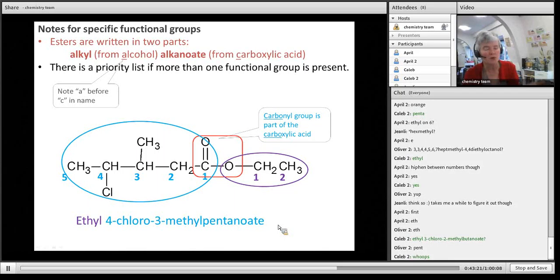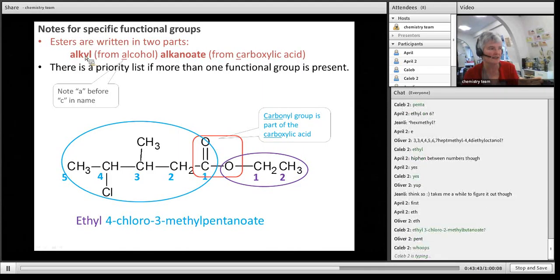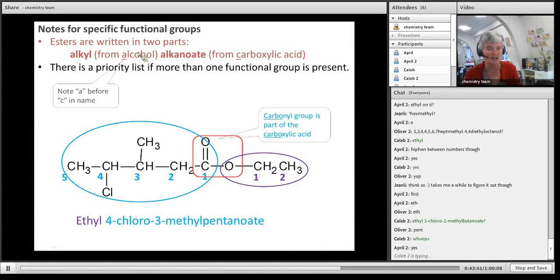So once you've practiced, it's actually very easy, but you've just got to have that practice. So it's probably blown your mind at the moment, and unfortunately I can't mess around too long because I want to move on. But you'll look for the part that doesn't have the carbonyl and think of alkyl, and then the part that does have the carbonyl is the alkanoate, and it's always A before C.